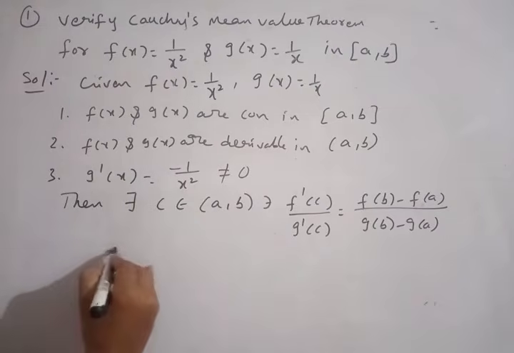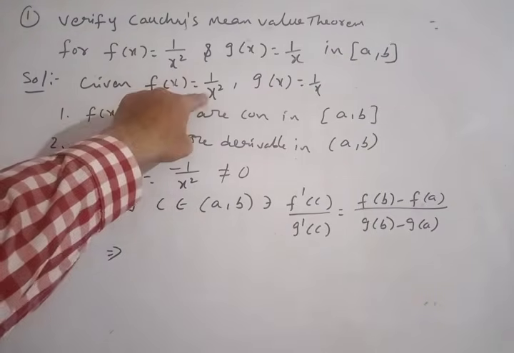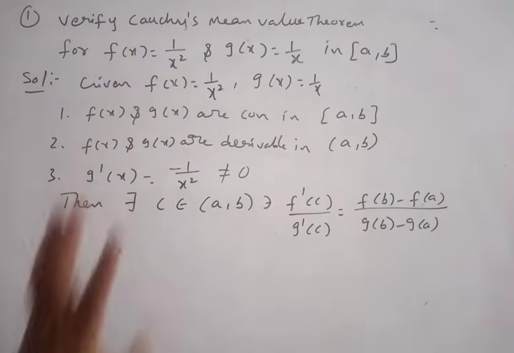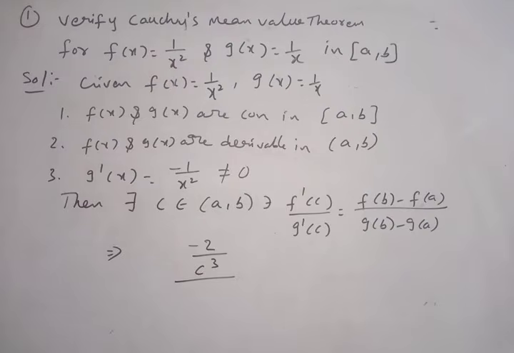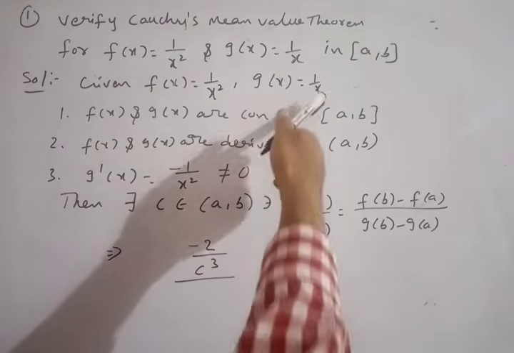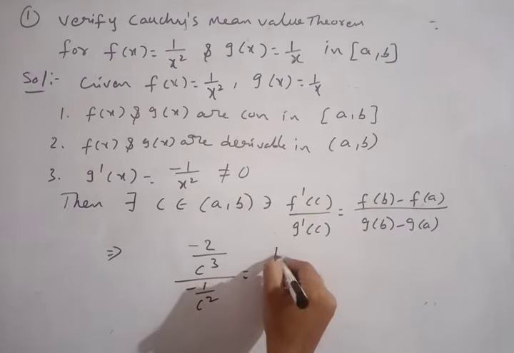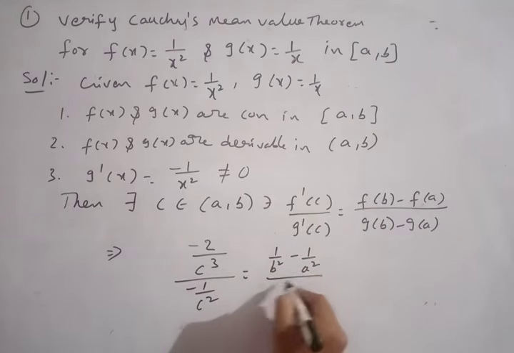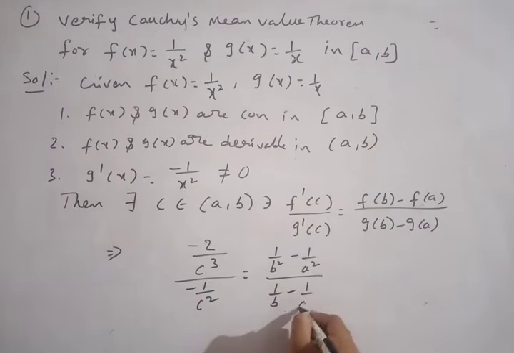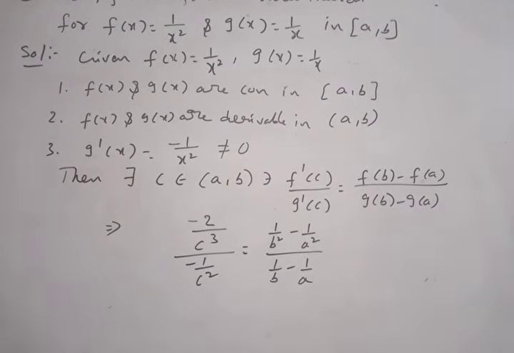Correct. So what is f dash of c here? f of c is 1 by c square. f dash of c, 1 by c square differentiation, is minus 2 by c cube. Then g dash of c is what? 1 by x differentiation is minus 1 by c square. f of b is 1 by b square, f of a is 1 by a square, g of b is 1 by b, and g of a is 1 by a. Okay, so now see here how to simplify this part.